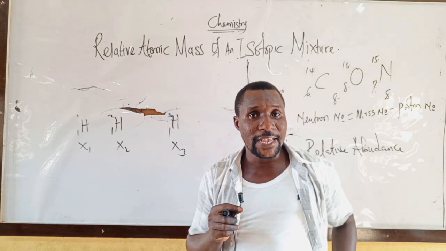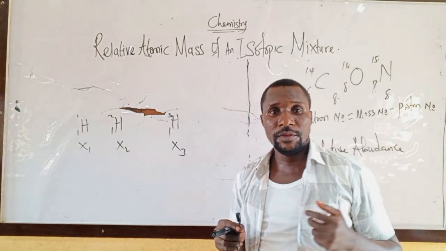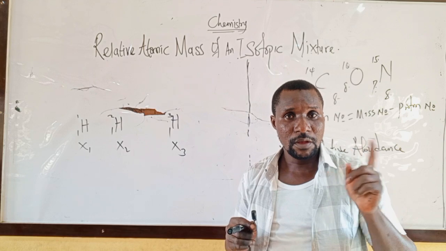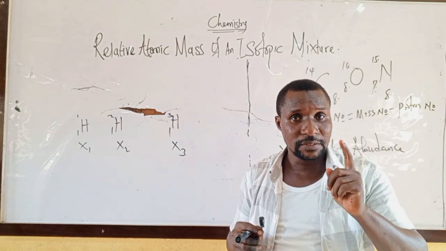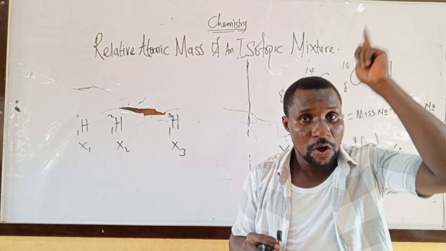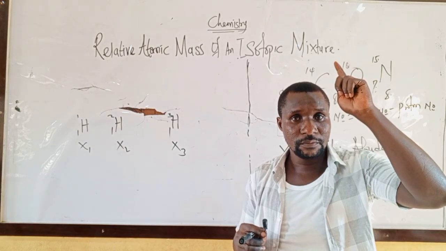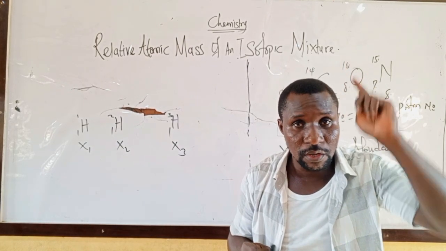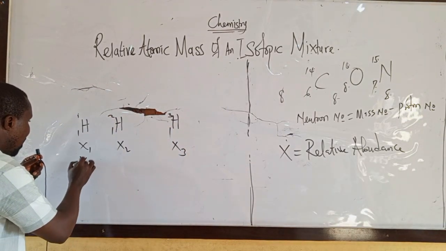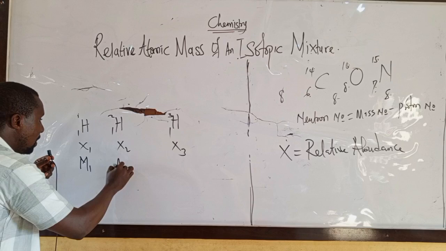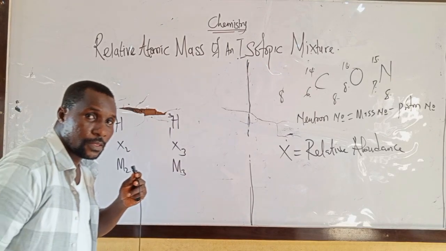Relative abundance is expressed in what? Percentage. And the sum of all the relative abundances of the isotopes of an element must be equal to 100. Must equal what? 100. Take note. And the mass of the first one, let me call it M1. Mass of the second one, M2. Mass of the third one, M3. Take note of that.